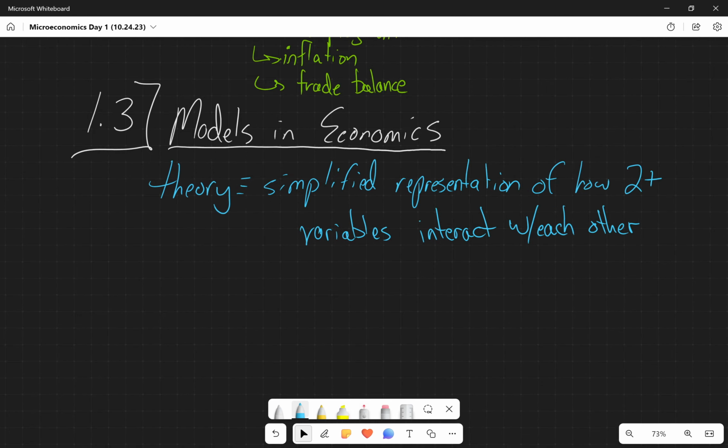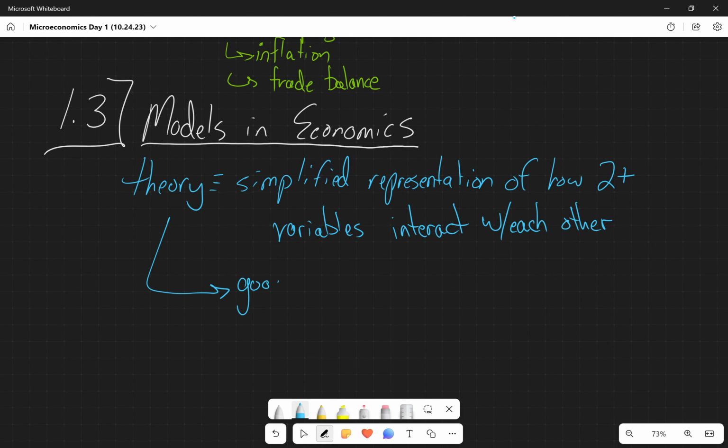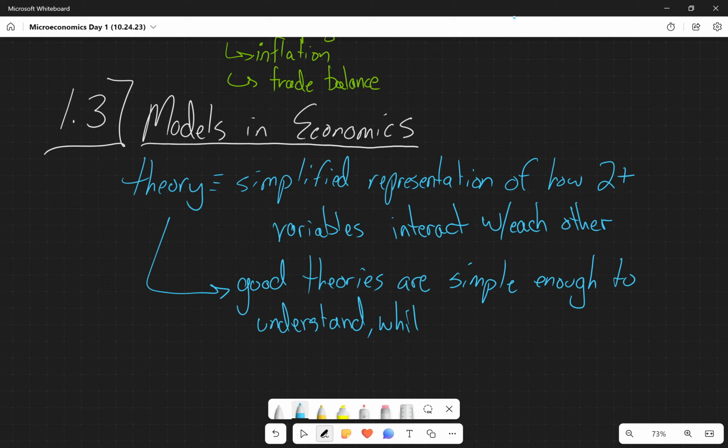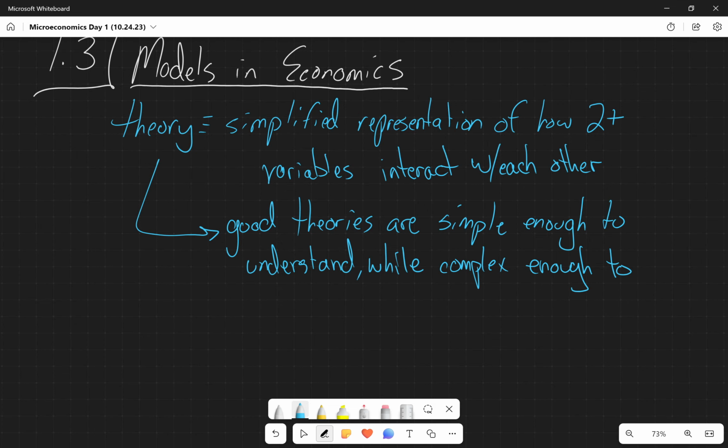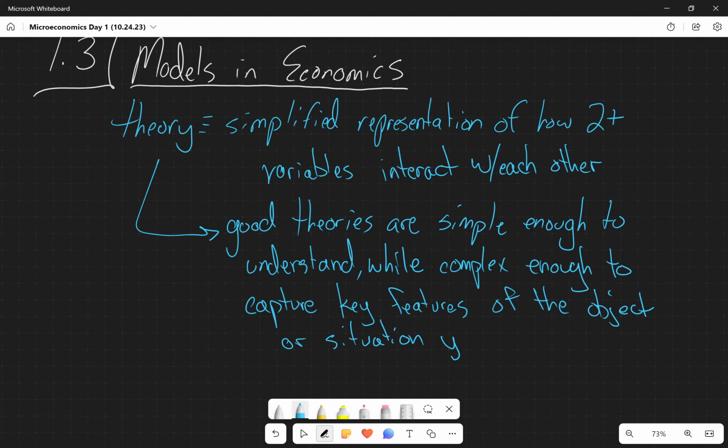And when we're talking about theories, to make a good theory, it has to be simple enough to understand, while still being complex enough to capture key features of the object that you're studying. So it's a balance of simplifying it, right?